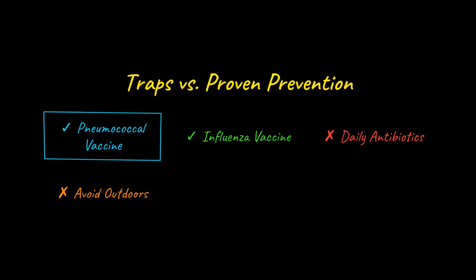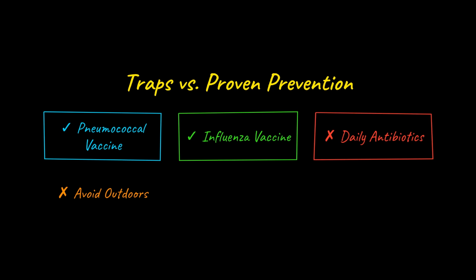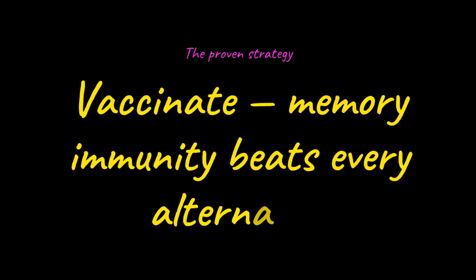Exam questions often include plausible-sounding distractors. Daily prophylactic antibiotics drive resistance without preventing pneumonia. Avoiding outdoor activity causes deconditioning. Vaccination is the only option that delivers durable risk reduction without harmful trade-offs. Whether the stem mentions an older adult with COPD, an immunization schedule, or long-term pneumonia prevention, vaccination is the answer. Both the pneumococcal series and the annual flu vaccine should be confirmed and completed before discharge.